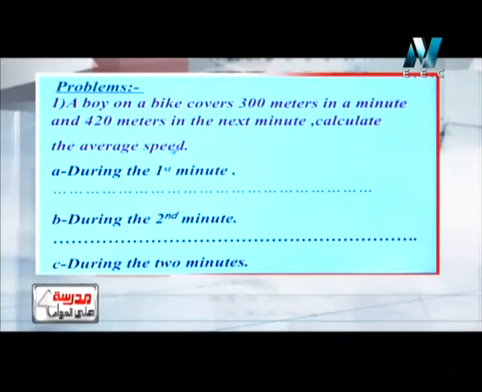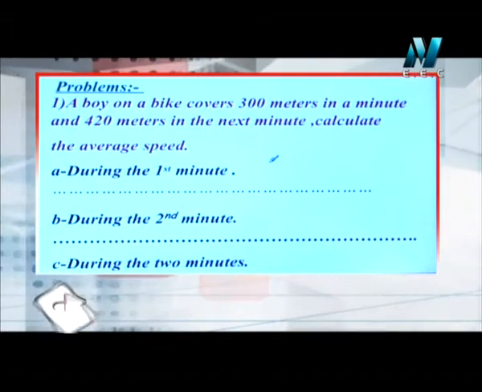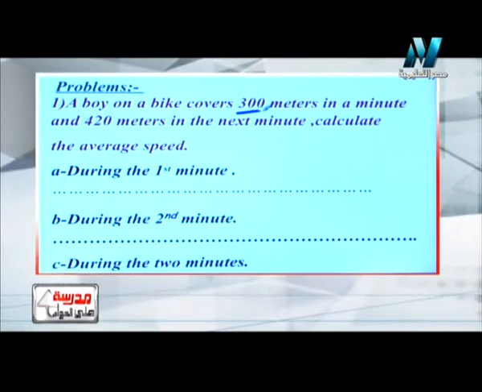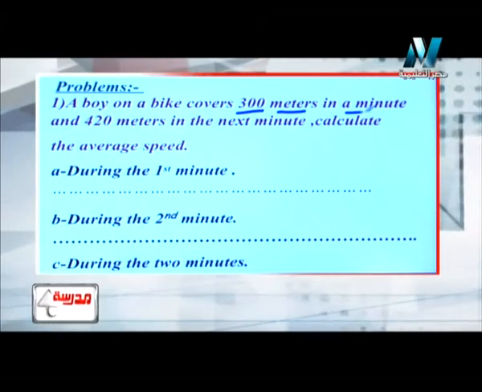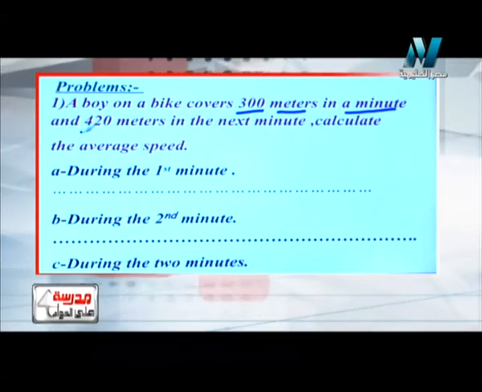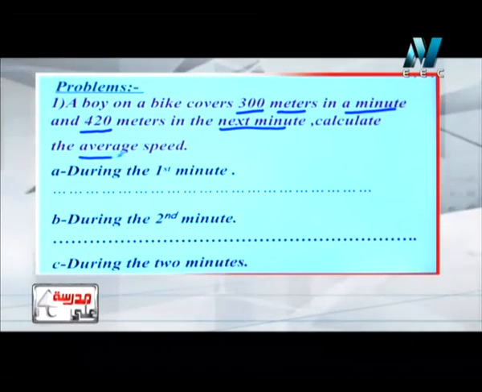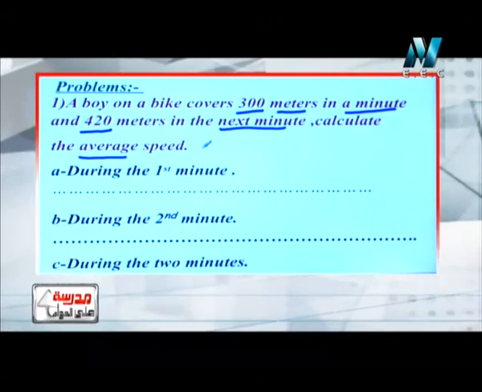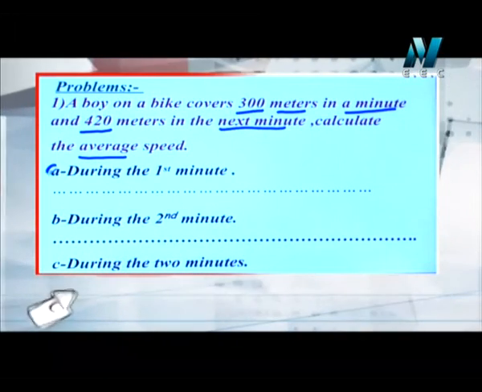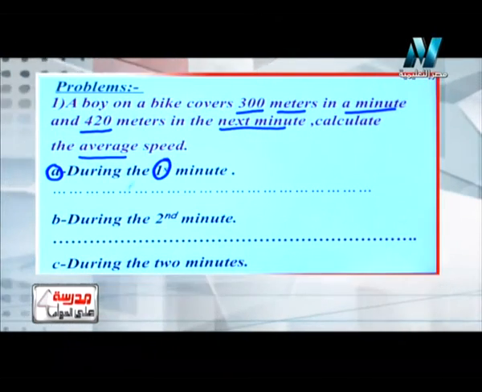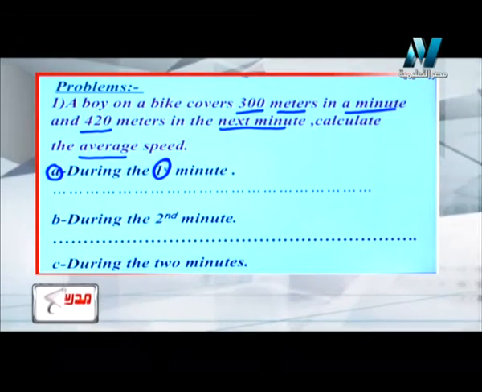So let's go on to complete our questions from the problems. It says a boy on a bike covers 300 meters in a minute and 420 meters in the next minute. Calculate the average speed. Calculate what? The average speed during the first minute. So here we need the average speed in the first minute only.